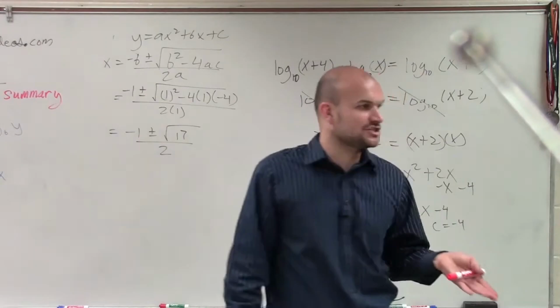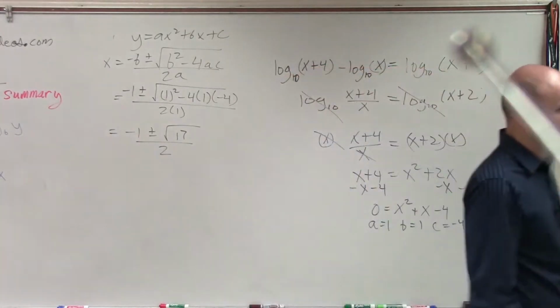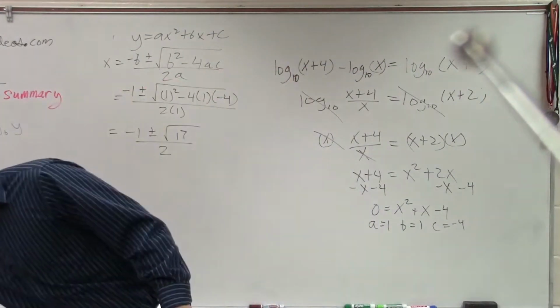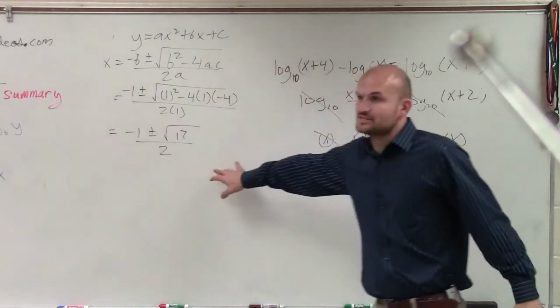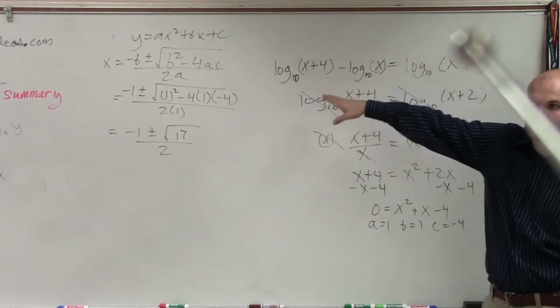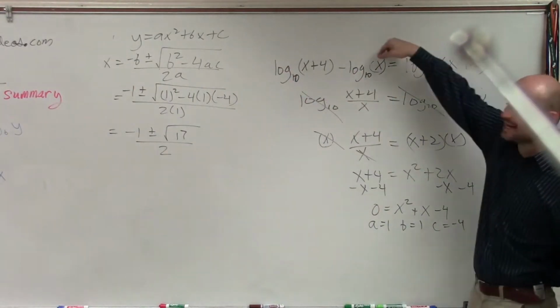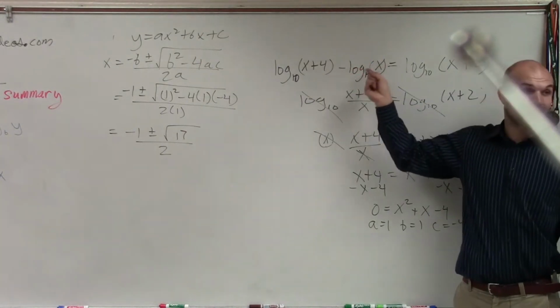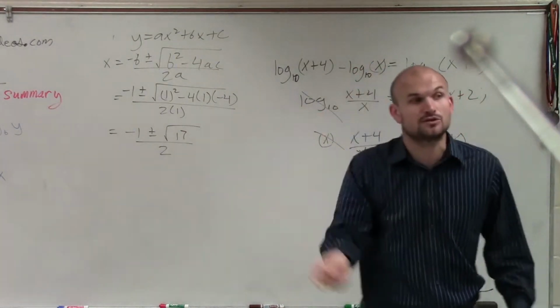But remember, when we're checking for extraneous solutions, Gabby, do you have this one written down? Yeah. OK. So when you're checking for extraneous solutions, remember, we're going to take whatever these answers are, and we're going to plug them into this equation. Now, I'm plugging in log base 10 of x. So if I plug in a negative number, it's going to create an extraneous solution. Yes?